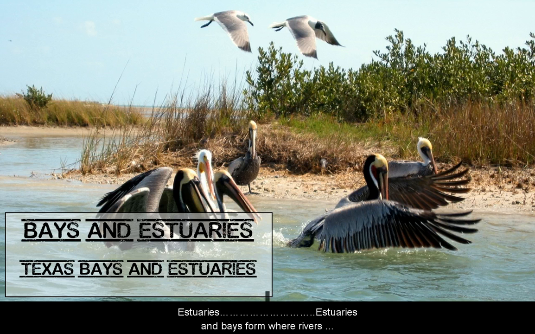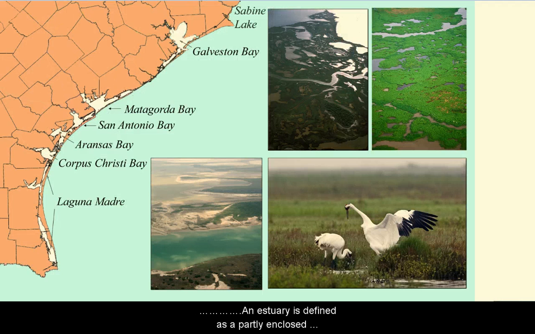Now let's talk about Texas bays and estuaries. Estuaries and bays form where rivers meet the ocean, mixing freshwater from far inland with saltwater from the Gulf of Mexico. An estuary is defined as a partially enclosed body of water along the coast where one or more streams or rivers enter and mix freshwater with seawater.